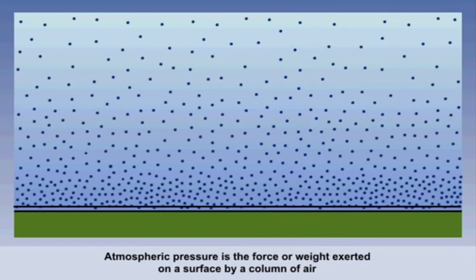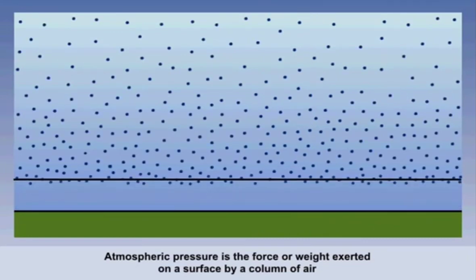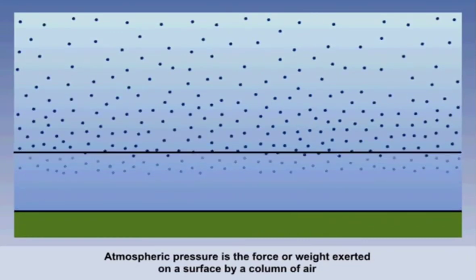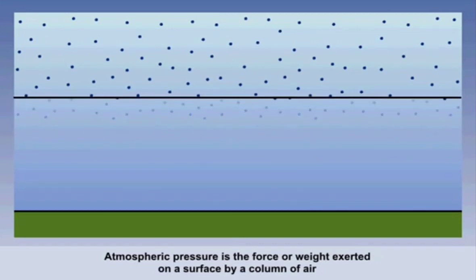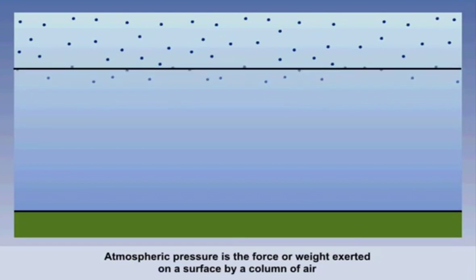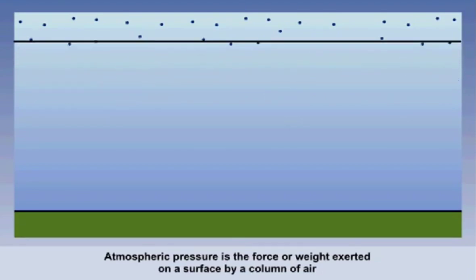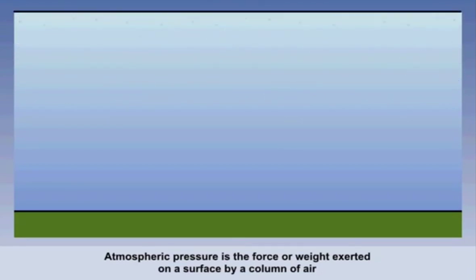The higher and higher we go in the atmosphere, the total amount of air overlying us decreases. Therefore, the less the weight of air above, the less the atmospheric pressure. So, pressure decreases with altitude.